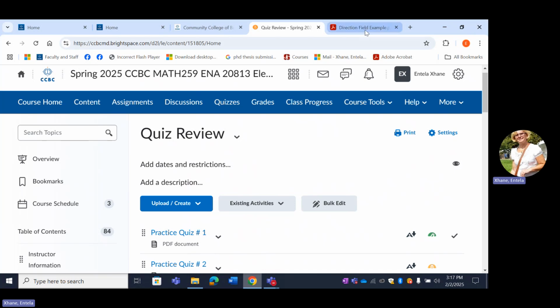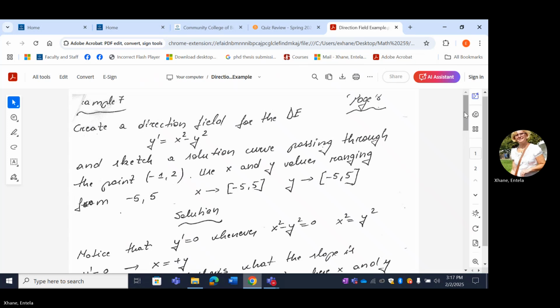Now let's get to the example. So the idea behind it: create a direction field for the differential equation. I'm using a specific differential equation, y prime, which is the first order derivative of variable y with respect to x, dy/dx, equals x squared minus y squared. Use this differential equation to sketch a solution curve passing through the point (-1, 2). So use x and y values ranging from -5 to 5.